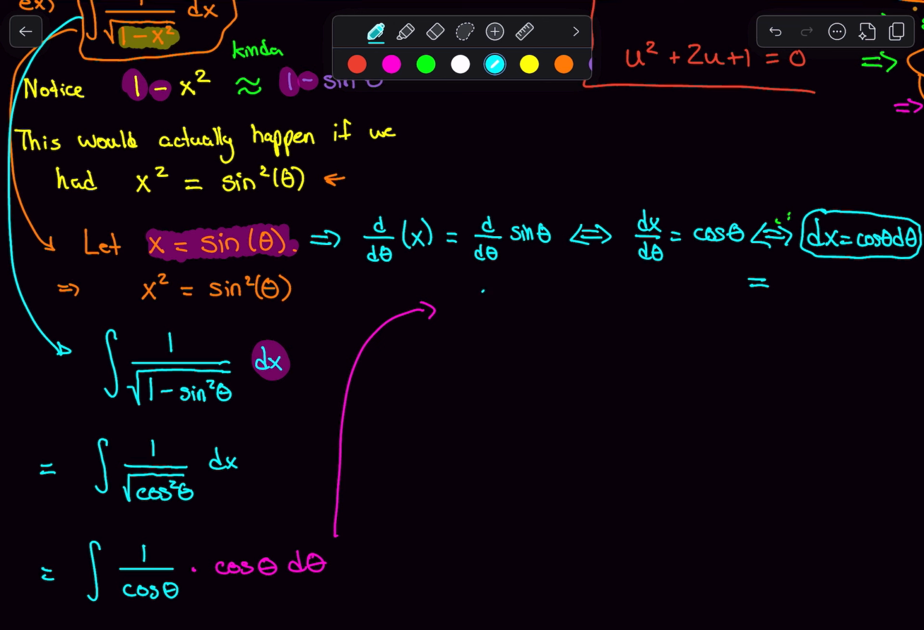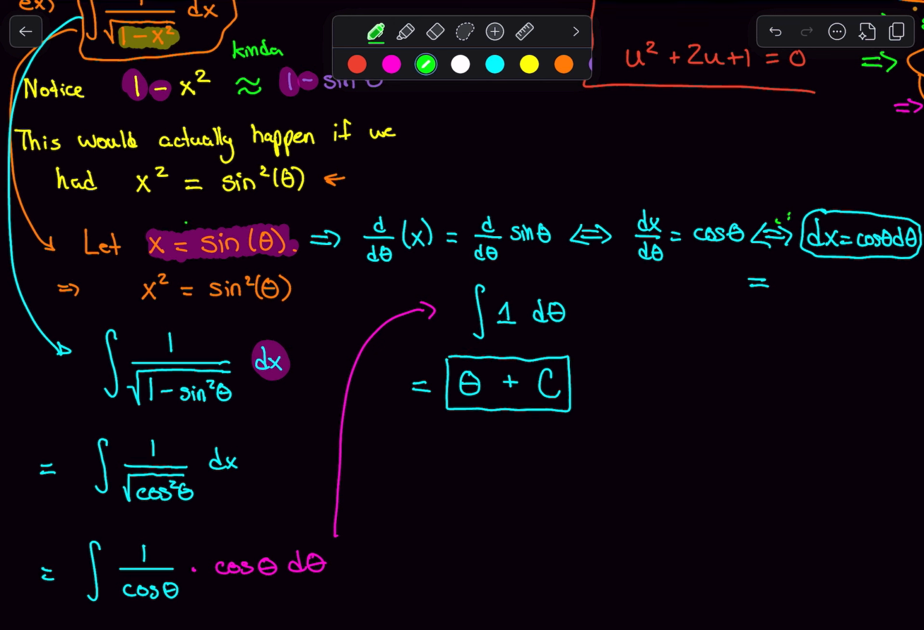Now we have just the integral of, well, those cosines are going to cancel out, so I have the integral of 1 d theta. And last time I checked, the answer to this integral is just theta plus some constant c. And so the whole point is, remember that we started off in x land, now we're in theta land. We've solved the integral, so this is great. But the problem now is that we need to go back to x land, right?